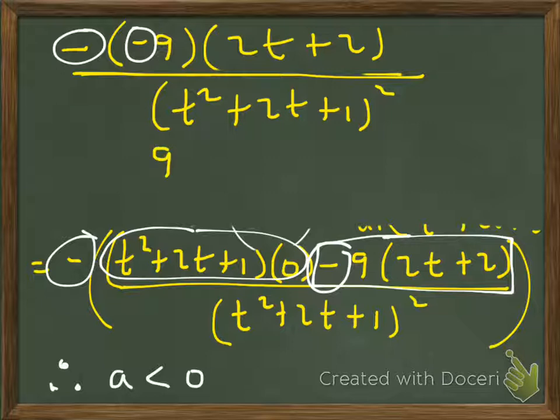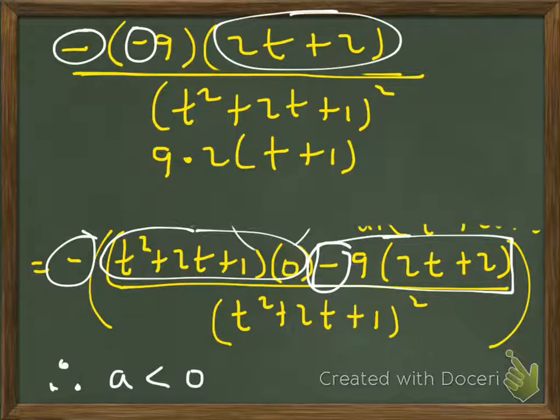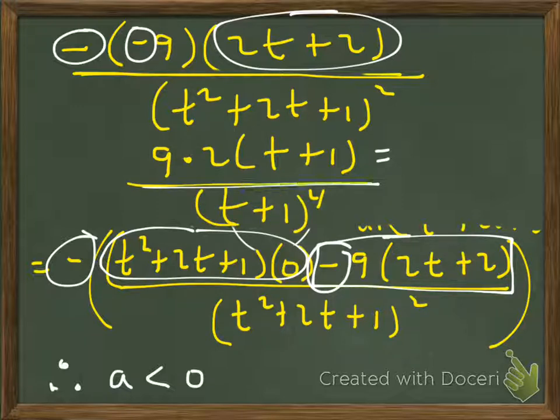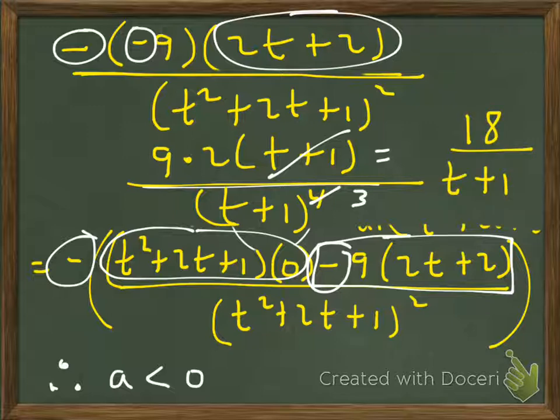Notice that I can also factor out a 2 from this binomial over here, and that gives me 18 over t plus 1 to the 4th, really. I'll let you figure that out. It's t plus 1 to the 4th, and I want to do that because then I can cancel one of the t plus 1's in the denominator, and I get 18 over t plus 1 to the 3rd. So that's the easiest way to write that.